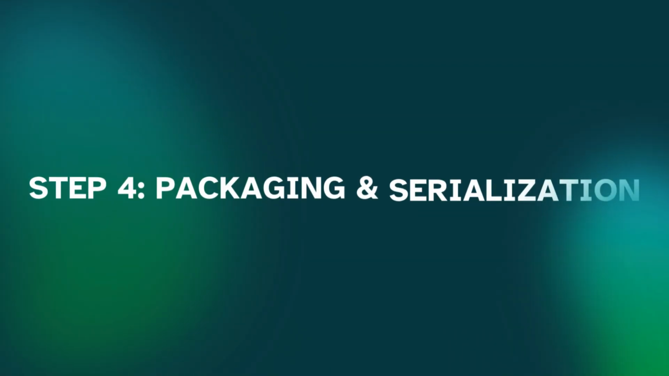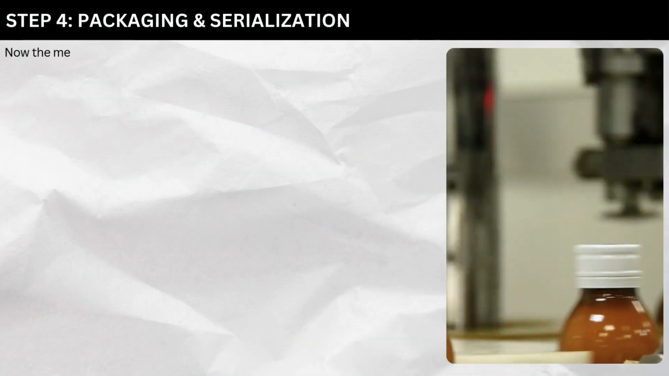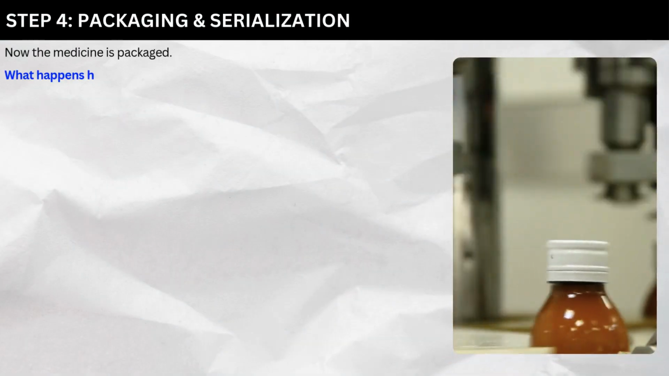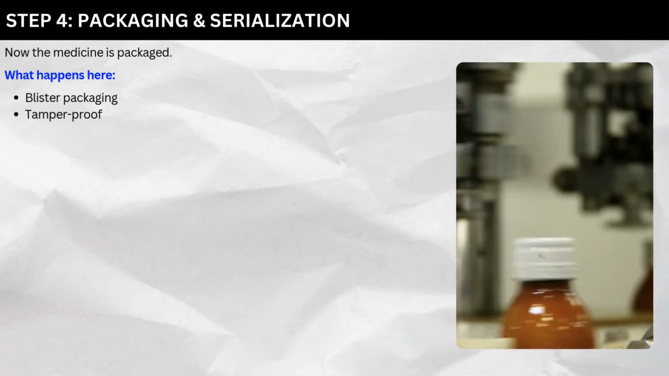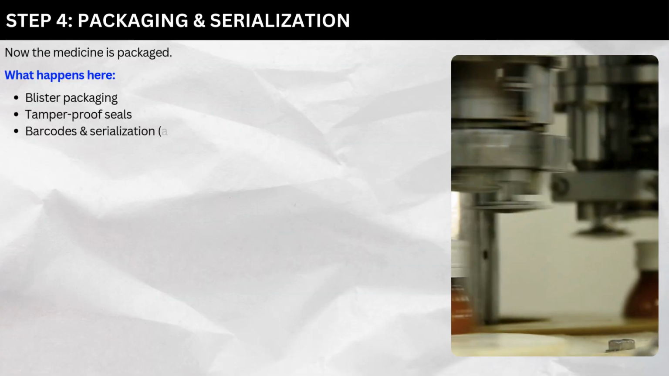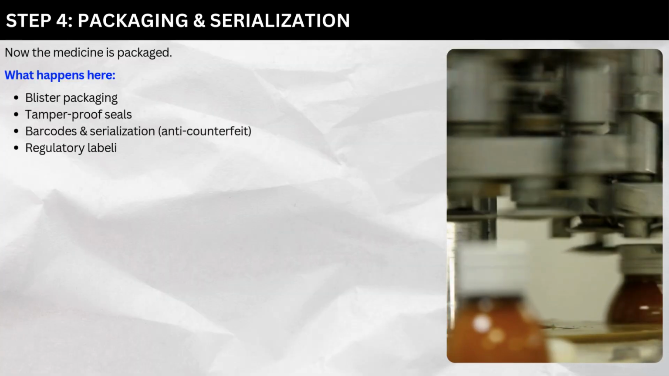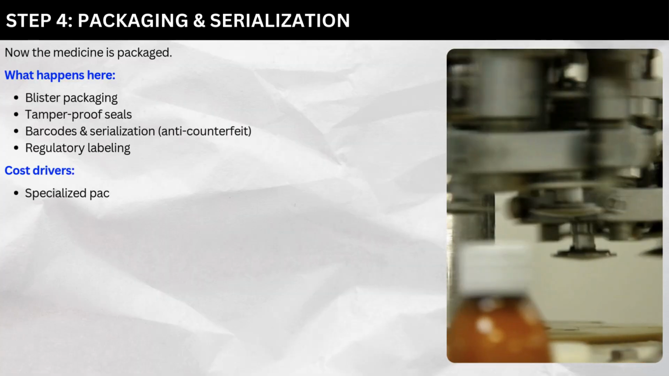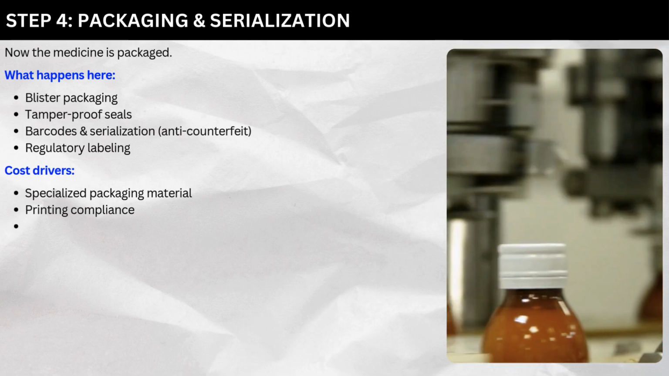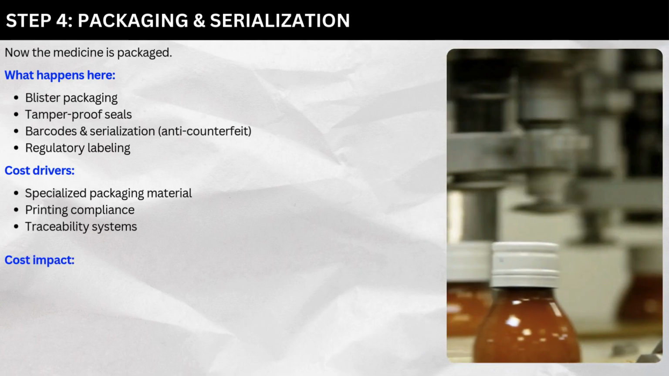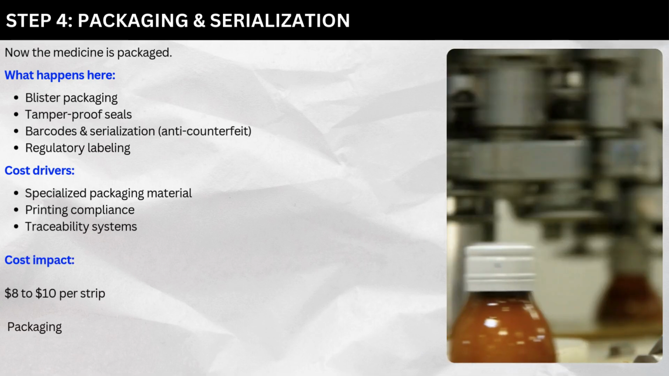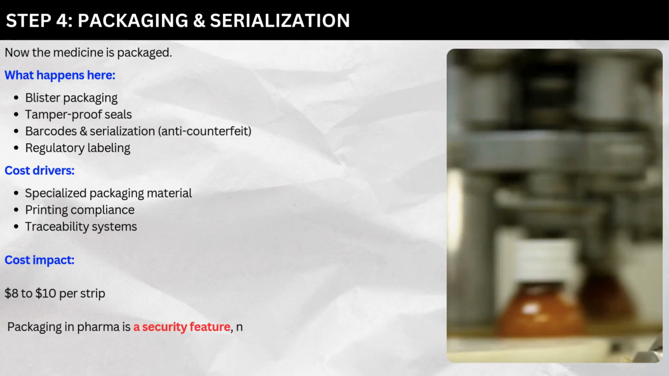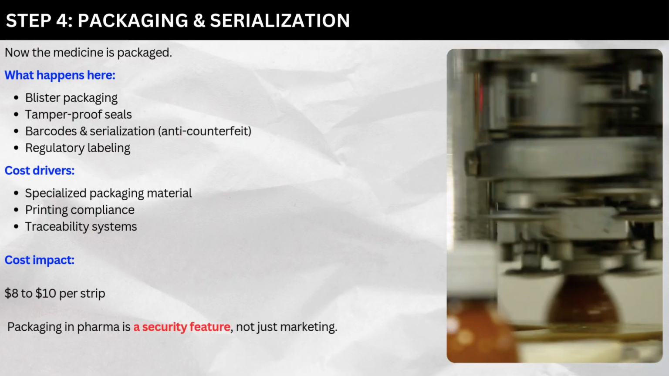Step 4. Packaging and serialization. Now the medicine is packaged. What happens here? Blister packaging, tamper-proof seals, barcodes and serialization, anti-counterfeit, regulatory labeling. Cost drivers: specialized packaging material, printing compliance, traceability systems. Cost impact: $8 to $10 per strip. Packaging in pharma is a security feature, not just marketing.